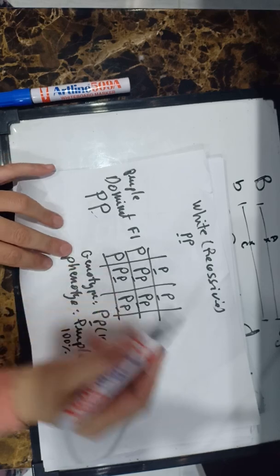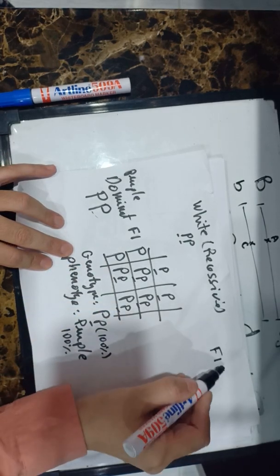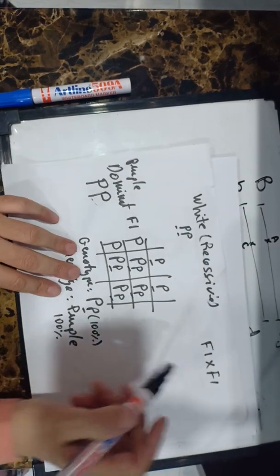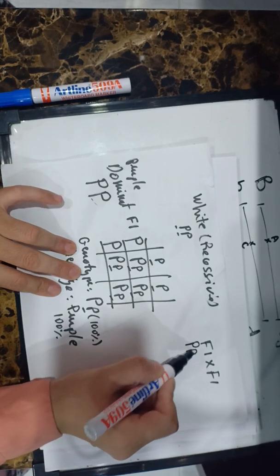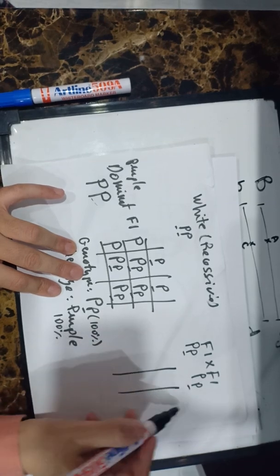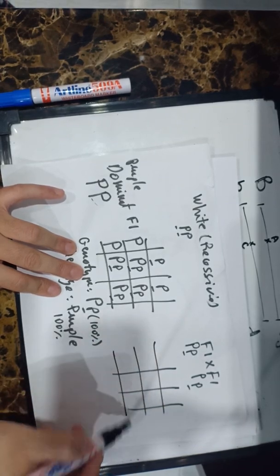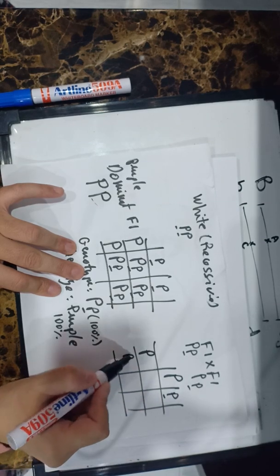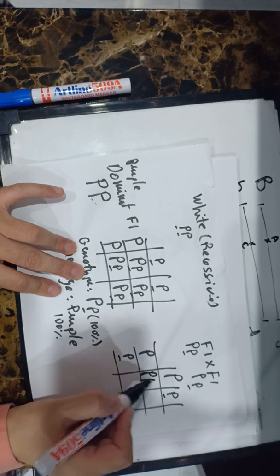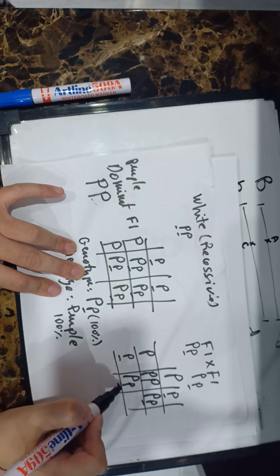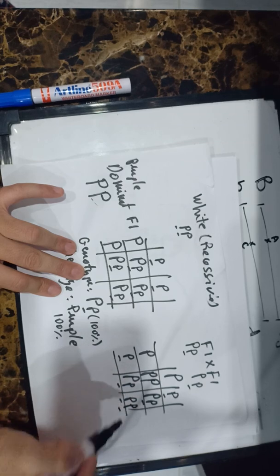Okay, now if you cross F1 with F1, so this is what I have here. Now you cross F1 with F1, so this one is capital P, small p, capital P, small p. If you cross them, you draw the Punnett square and you will find the ratio. So this one will be capital P, small p, capital P, small p. Here you will have capital P, capital P, capital P, small p, capital P, small p, small p, small p.